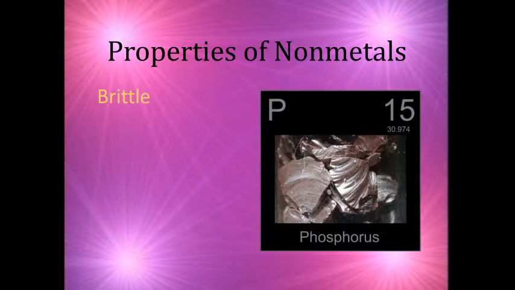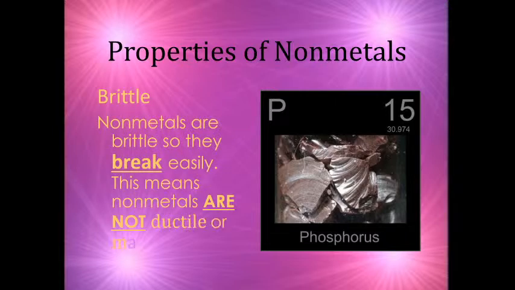And they are very brittle. Brittle means non-metals can break easily. This means non-metals are non-ductile and non-malleable. They cannot be beaten into thin sheets, so they do not show malleability. They cannot be drawn into thin wires. Why? Because they are very soft and brittle. They can be broken very easily, right?